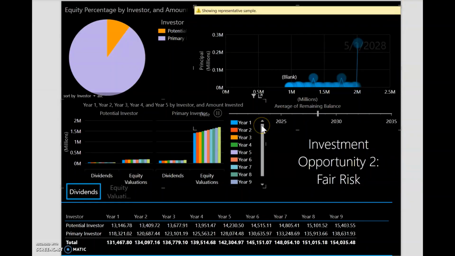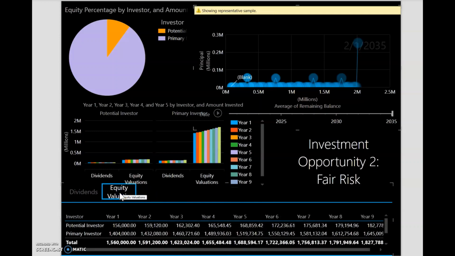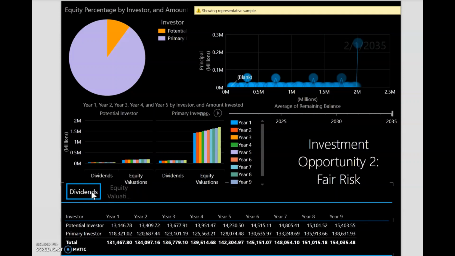Now, as a potential investor standpoint and as the primary investor standpoint with these two charts, you are able to see your dividends and equity appreciations go up over a 10-year standpoint. Excuse me. Now, as a potential investor, you want to be able to see your dividends and equity evaluations over a 10-year lifetime for the raw data purposes. So what I did include was a table down here that does show the numbers nice, crystal and clear, so you're able to distinguish between your equity valuations over a 10-year time period and your dividends evaluations over a 10-year time period as well.